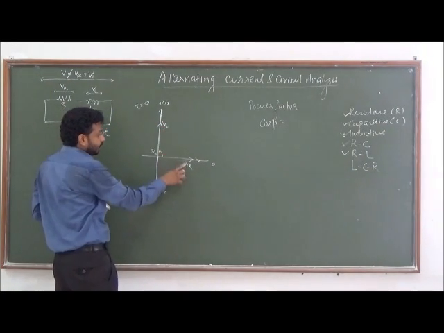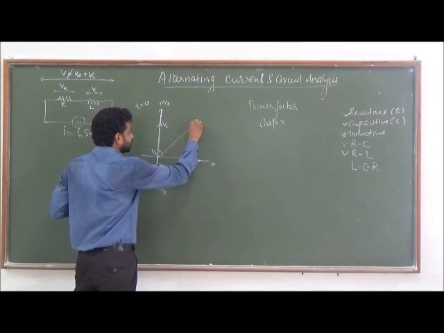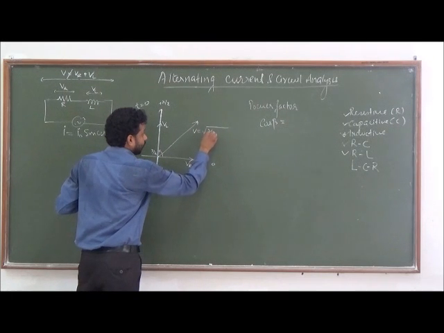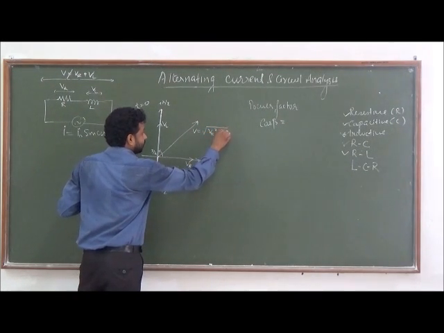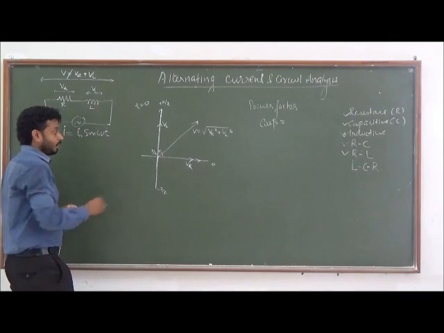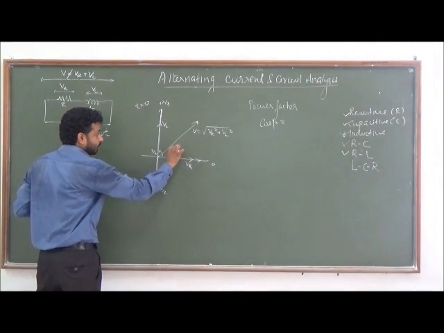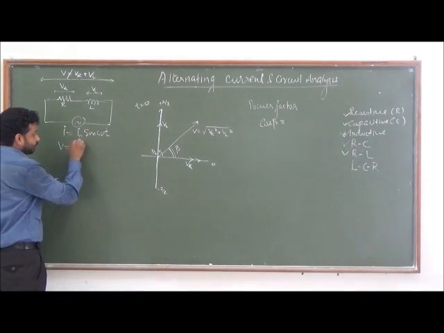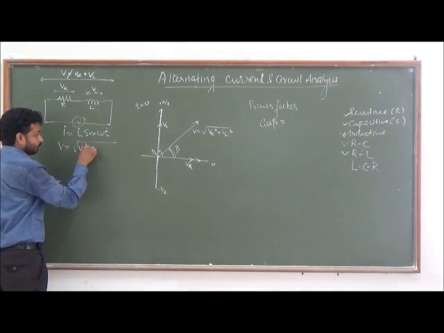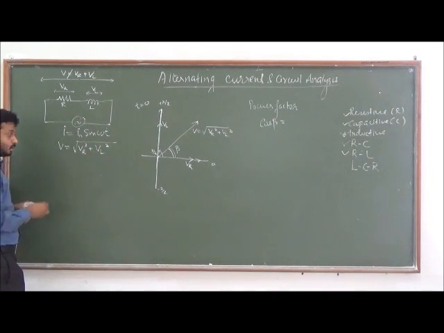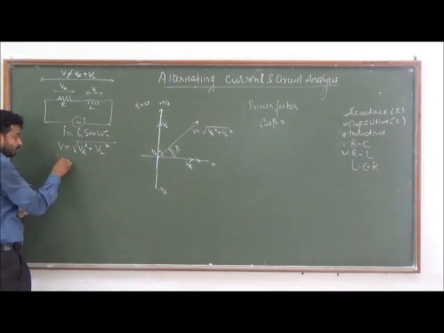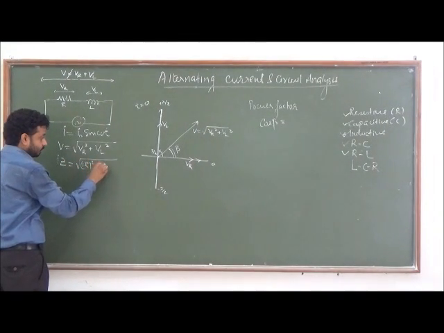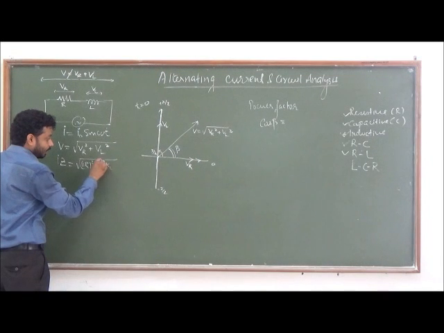So if you have VL and VR, then what is the net voltage across both of them? The net will be given as root over VR square plus VL square. And let me define this angle again as beta. So the net V can be written as I times Z equals root over I times R the whole square plus I times XL the whole square.